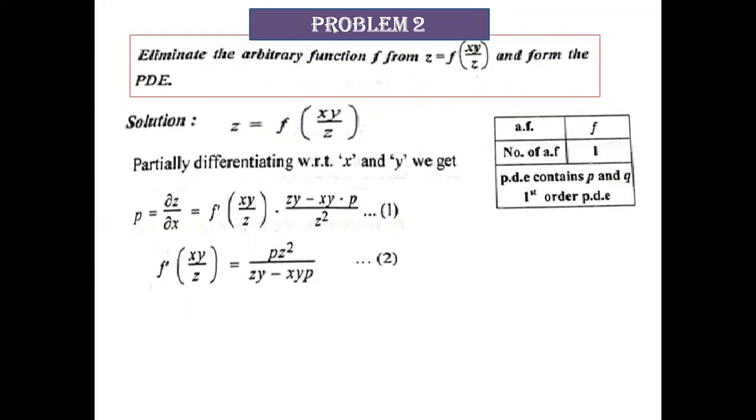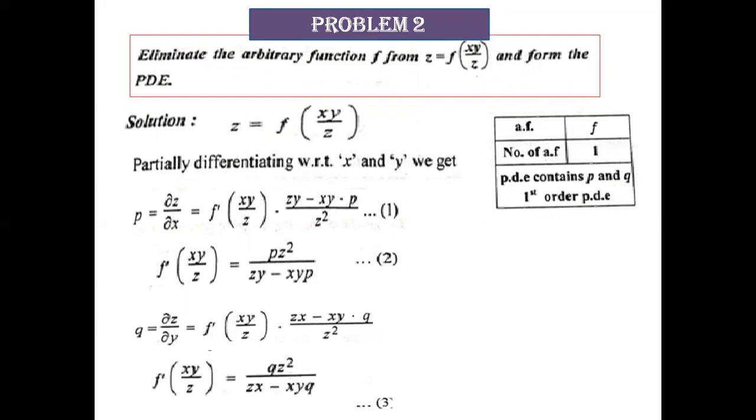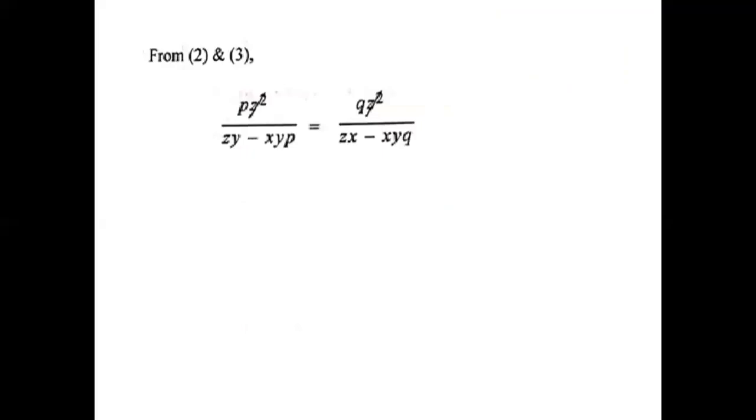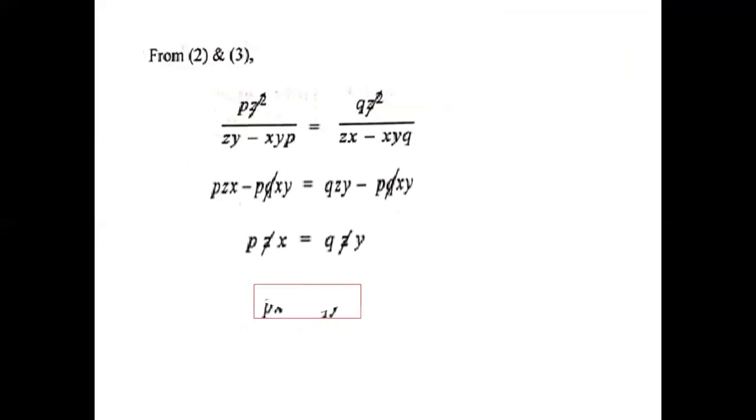Similarly, partially differentiate with respect to y: f dash of (xy by z) equal to q z square by (zx minus xyq). Substituting the values of 2 and 3, then we can easily simplify that: px equal to qy. So we are going to discuss our next problem.